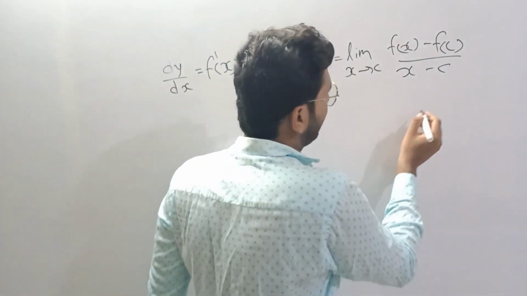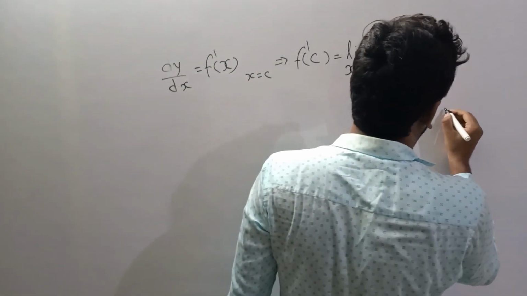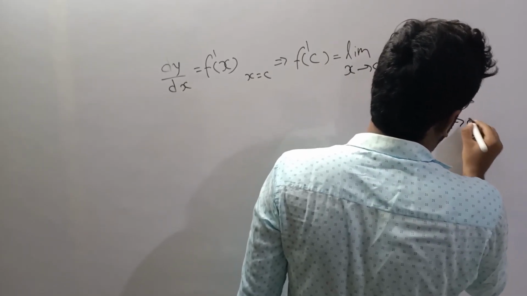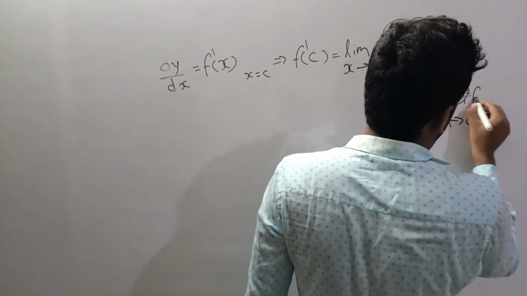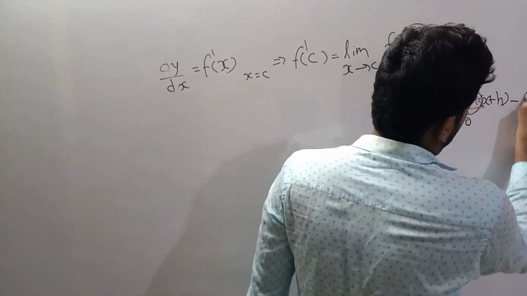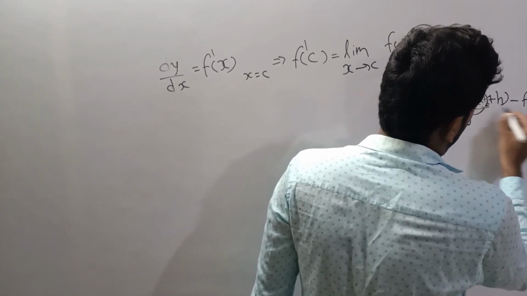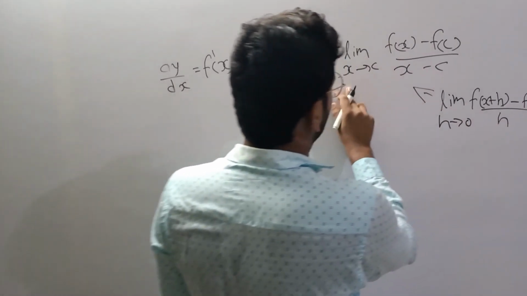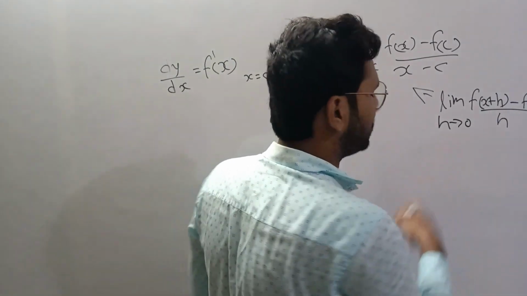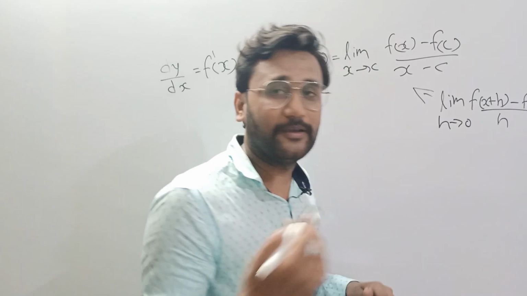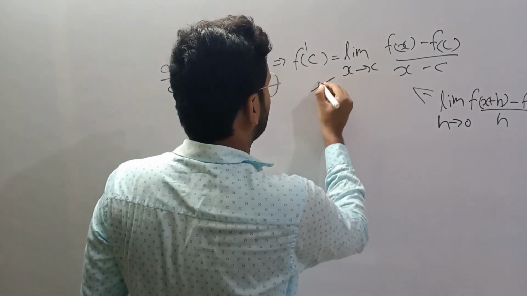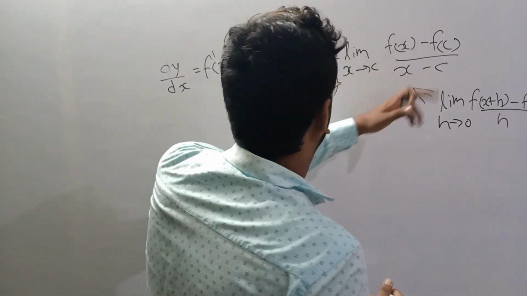This formula is derived from this formula: limit h tends to 0, f of x plus h minus f of x upon h. I won't explain that because it will go much deeper and it won't be asked in your exams. So let us learn how to use this formula.